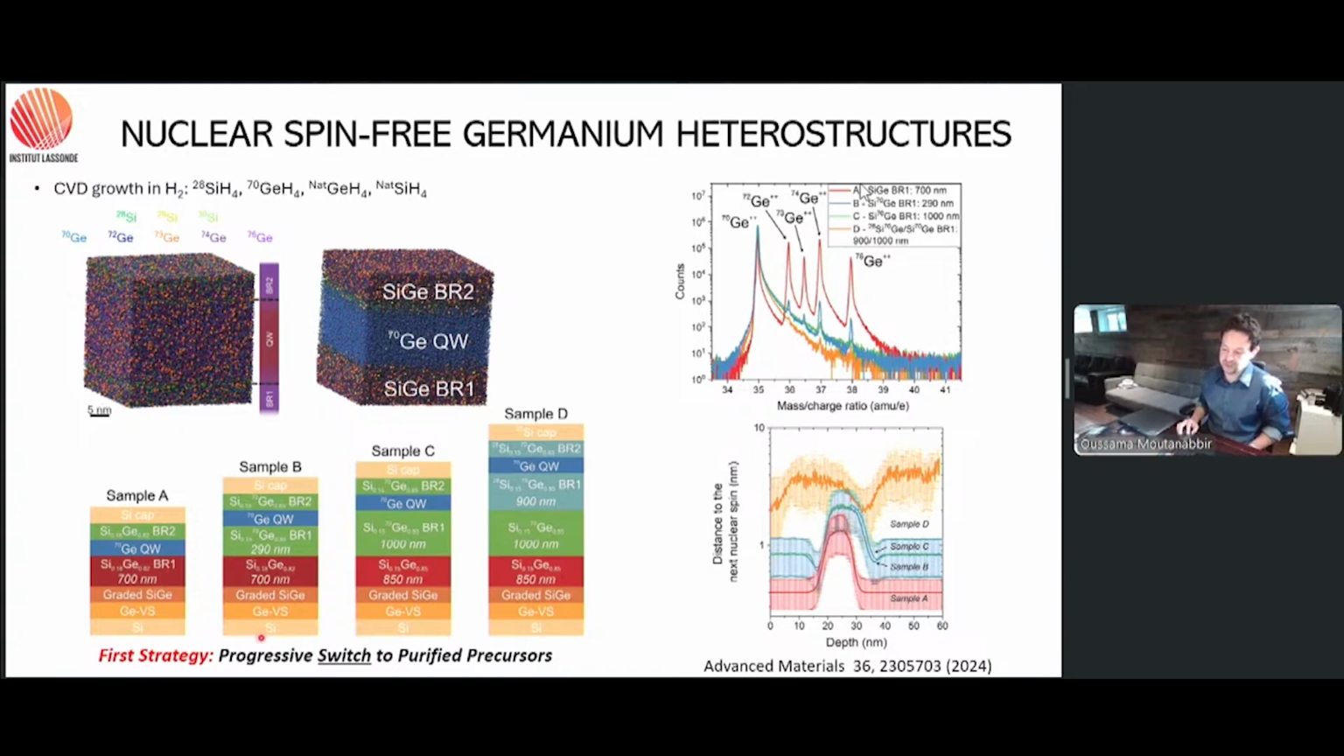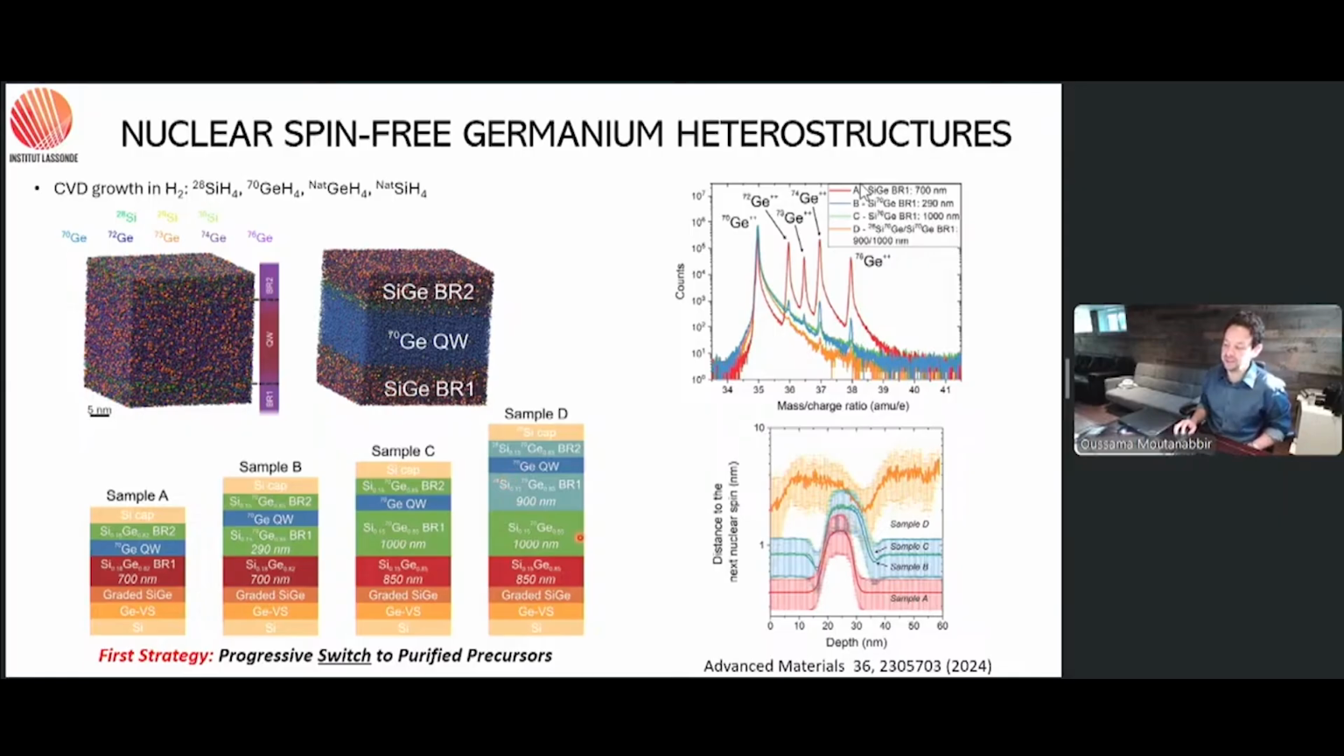So we go to the reactor. What we do, we say, okay, let's start with natural precursors, so natural germane, natural silane. And we grow until we get to this silicon germanium relaxed layer. And once we get closer to the quantum well, we switch to isotopically purified germanium, here germanium-70. So we grow a few hundred nanometer of isotopes. So instead of growing microns, we grow only a few hundred nanometer. And we tried with different thicknesses. This is 290. This is 1 micron. This is another 1 micron. And we added another 900 nanometer with silicon-28.